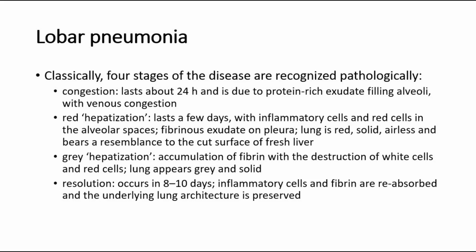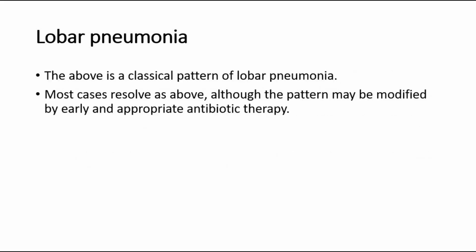Fibrinous exudate on pleura, lung is red, solid, airless, and bears a resemblance to the cut surface of fresh liver. Third stage is gray hepatization, where there is accumulation of fibrin with the destruction of white cells and red cells, lung appears gray and solid. And last stage, resolution. This occurs in 8 to 10 days, inflammatory cells and fibrin are reabsorbed, and the underlying lung architecture is preserved. The above is a classical pattern of lobar pneumonia. Most cases resolve as above, although the pattern may be modified by early and appropriate antibiotic therapy.